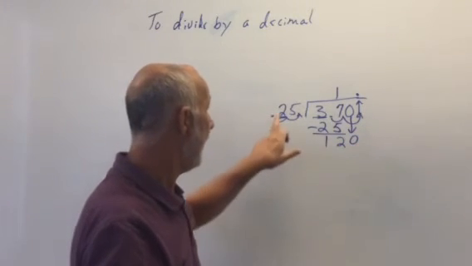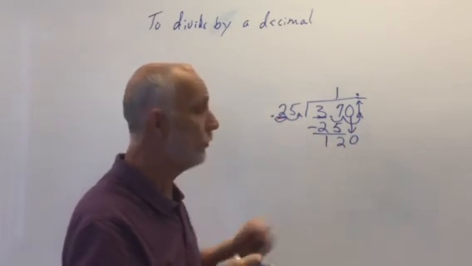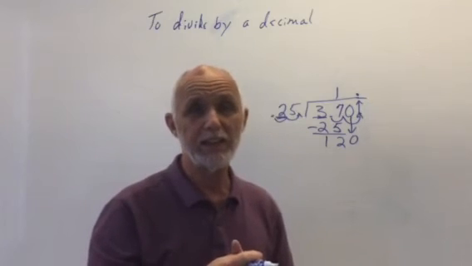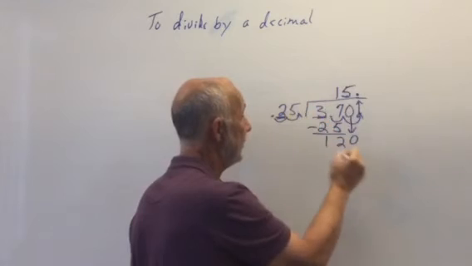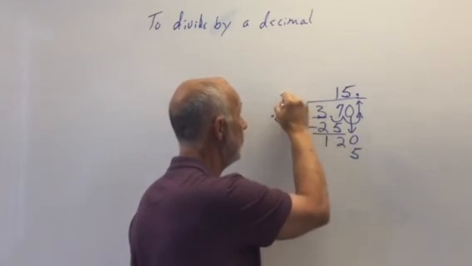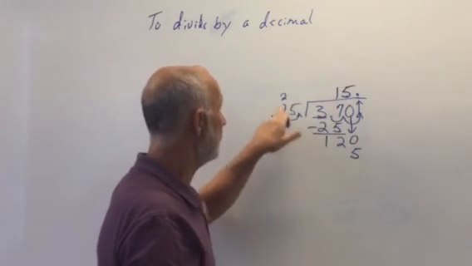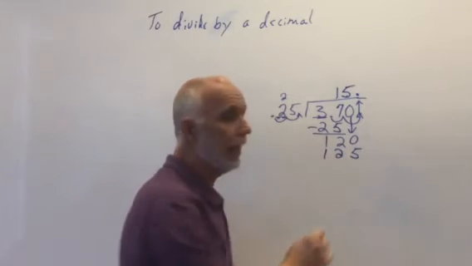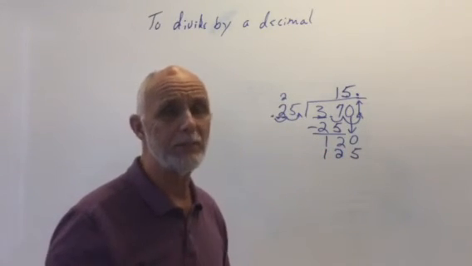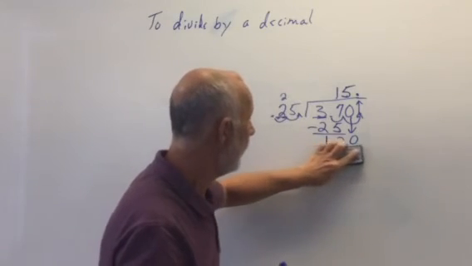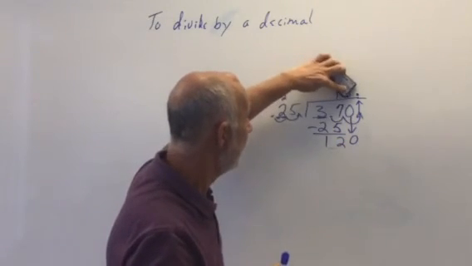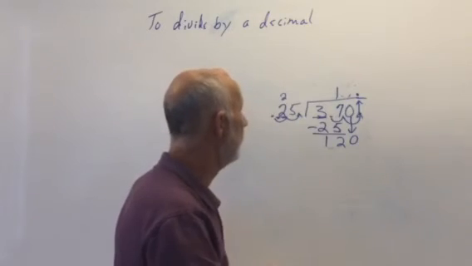Now I divide again. The front and the front, 2 goes into 12 exactly 6 times, so a better guess would be 5. 5 times 5 is 25, carrying the 2. 5 times 2 is 10, and 2 is 12. Did I guess too big? I did, because 125 is bigger than 120. So I just erase my 5, and I try a 4.